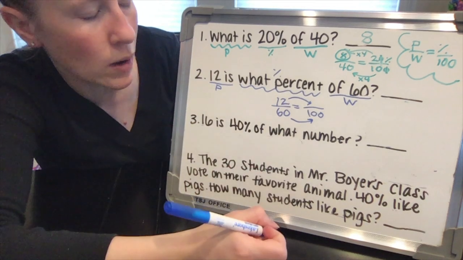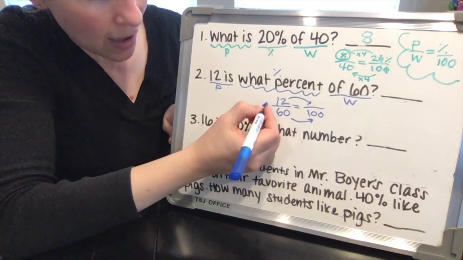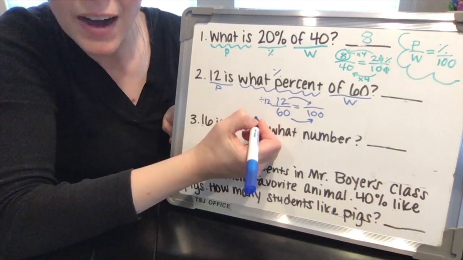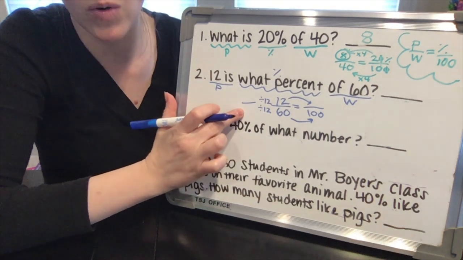So I've got to simplify 12 and 60. I see that there is a 12 fact. So I'm going to divide by 12 on the top. I'm also going to divide by 12 on the bottom, and over here I'm going to get an equivalent fraction.